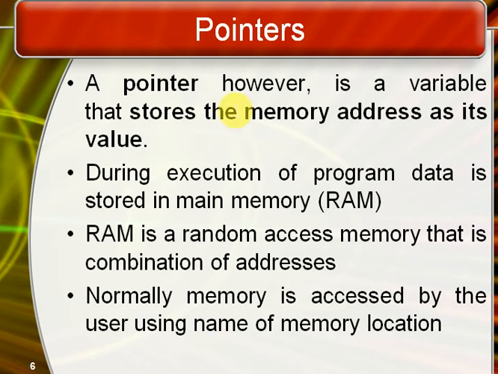So a pointer, however, is a variable that stores a memory address as its value. During execution of a program, data is actually stored in RAM, that is main memory. RAM is random access memory, a combination of addresses. Normally memory is accessed by the user using the name of that memory location.